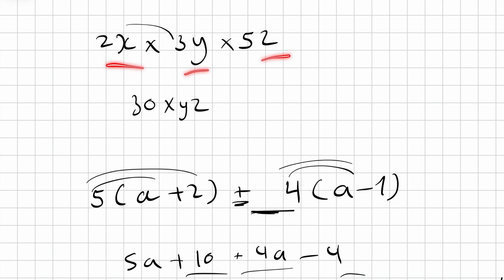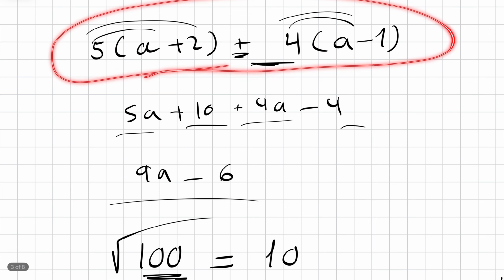These are different terms, and they're not like terms because x, y, and z are different letters, but you can multiply them. 2 times 3 is 6, 6 times 5 is 30, xyz beside each other. That means that only happens in multiplication. If there was addition or subtraction, don't you ever do it.